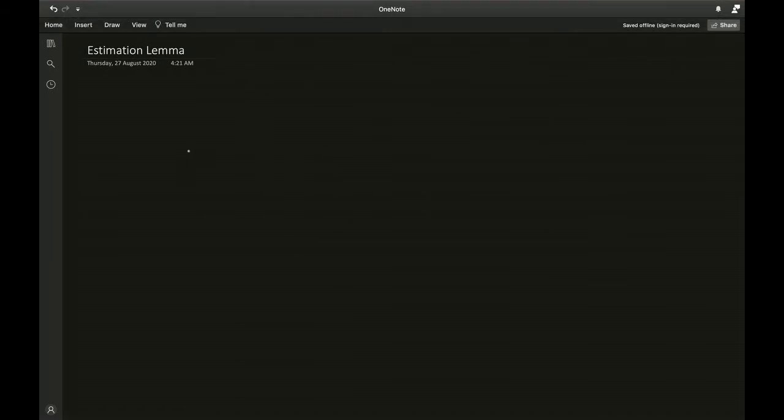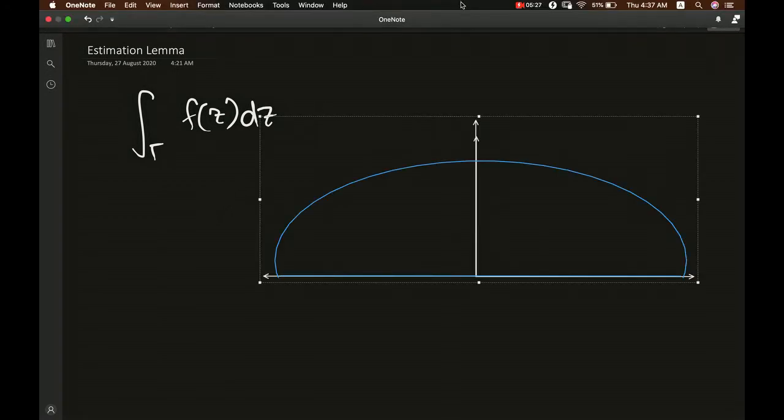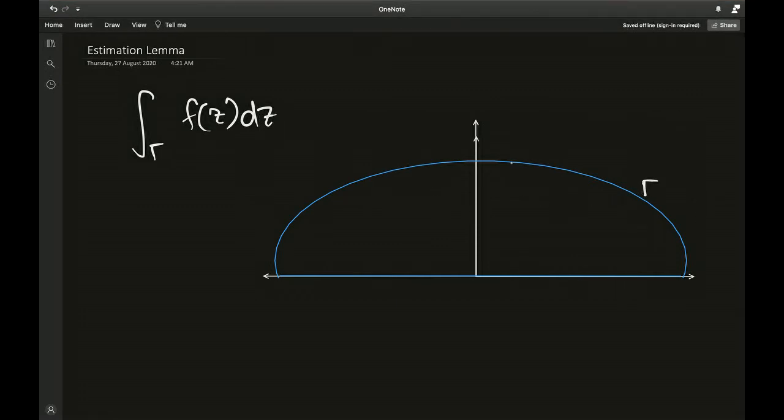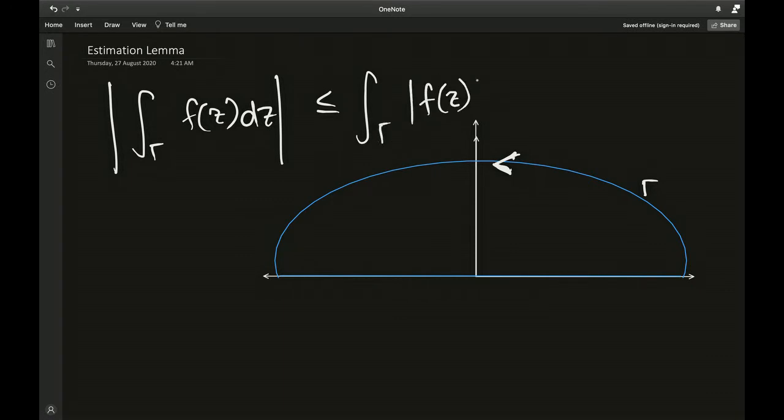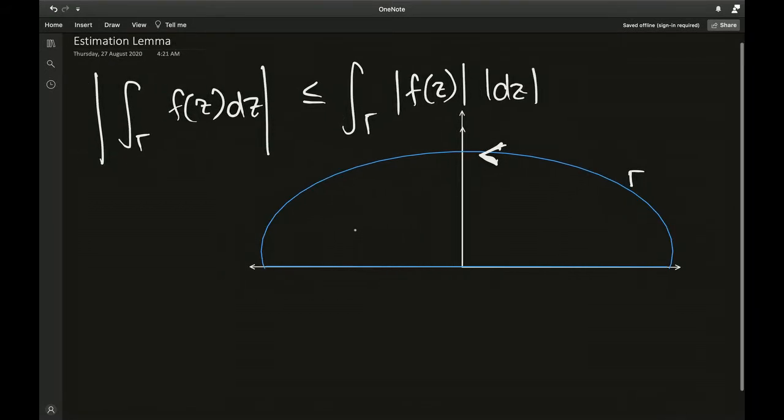Okay, welcome to the world of the estimation lemma. We need to look at this integral over gamma of f of z dz. And what was gamma actually? So gamma just happens to be this curved path that we have over here, this top curved path. But we're interested in the mod of this, and by an identity we know that this is less than or equal to the integral over gamma of the mod of f of z times the mod of dz. Fair enough.